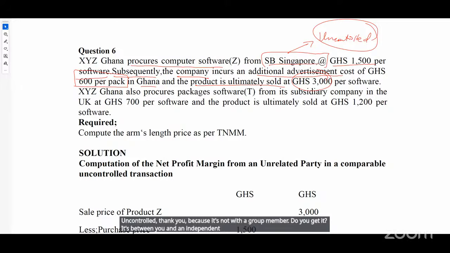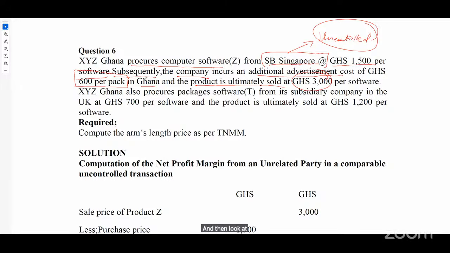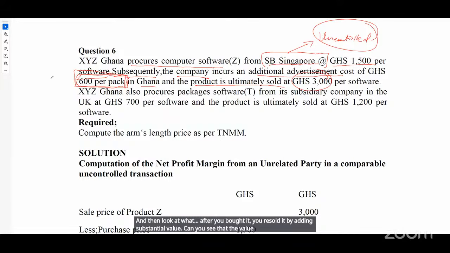Good. And then look at what, after you bought it, you resold it by adding substantial value. Can you see that the value is huge? If this was resale price, 600 out of 3,000, that's huge value, compared to resale price where it would have added nothing or maybe some 10 cedis. Do you get the difference? This is what will tell you that it's transactional net margin.